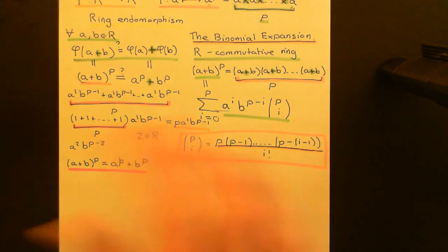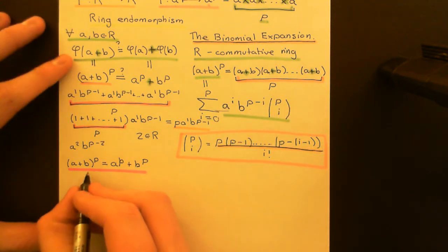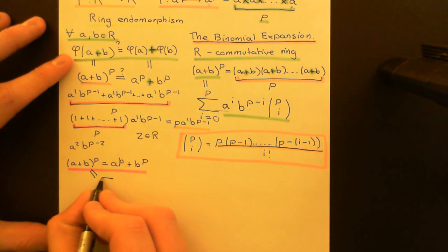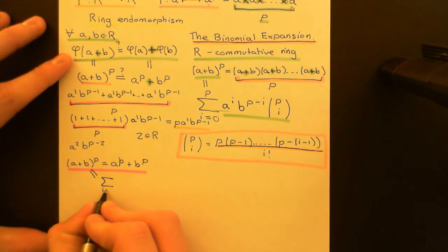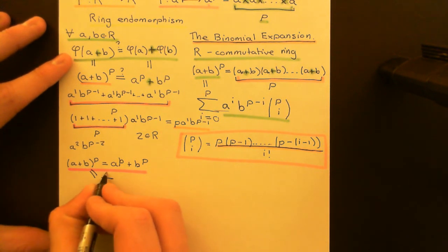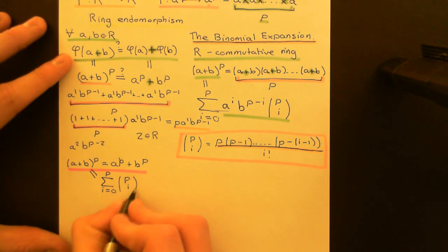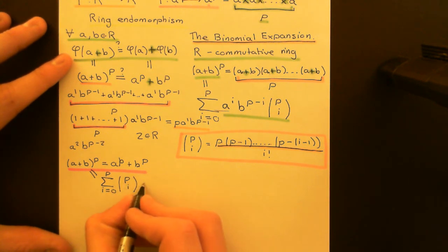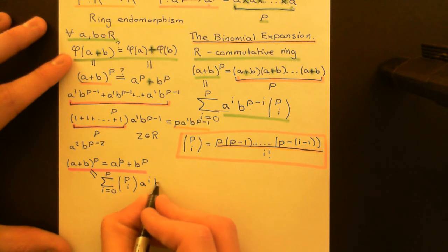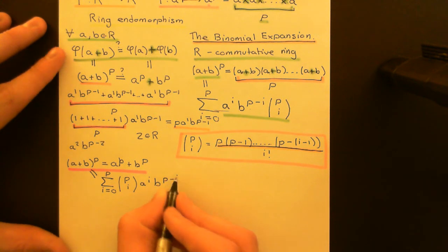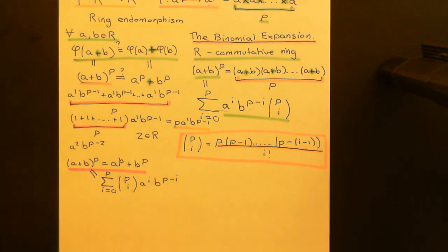Well, all of the other terms in the binomial expansion I claim are going to go to 0. So what we can instantly say is, because this is a commutative ring, by the binomial expansion, this is the sum from i equals 0 to p of, and now put the binomial coefficient out the front as is more normal, p choose i, a to the power of i, b to the power of p minus i. Okay, so that's perfectly valid.